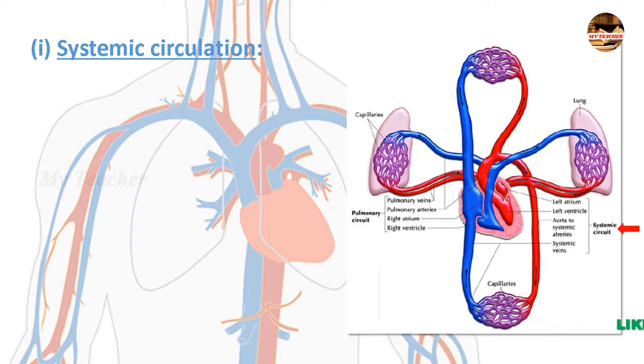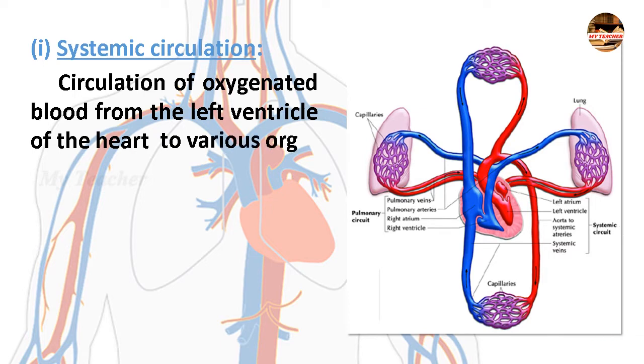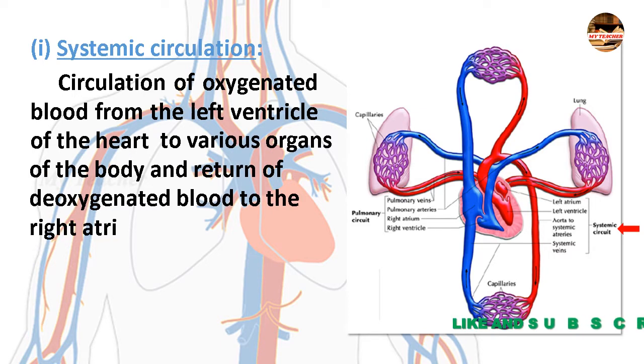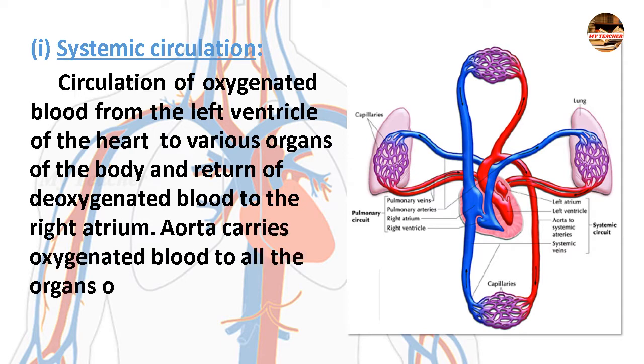See the pathway of the systemic circuit from the diagram. It is the circulation of oxygenated blood from the left ventricle of the heart to various organs of the body and return of deoxygenated blood to the right atrium. The aorta carries oxygenated blood to all organs of the body.